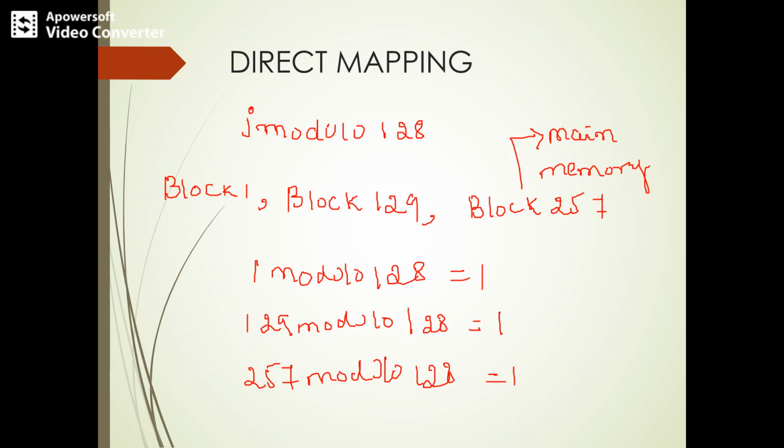Block 129 of the main memory is mapped into block 1 of the cache. So block 257 is mapped into block 1 of the cache.